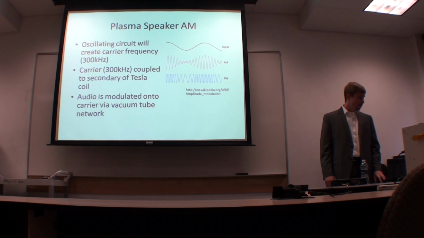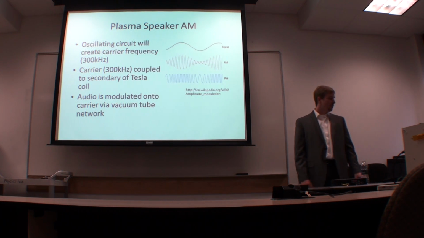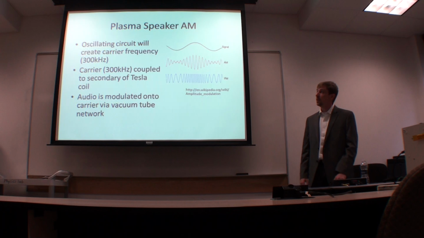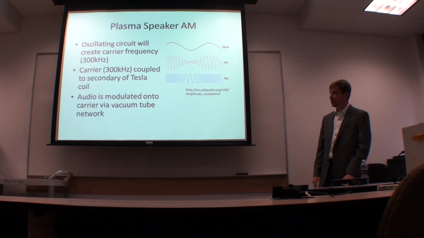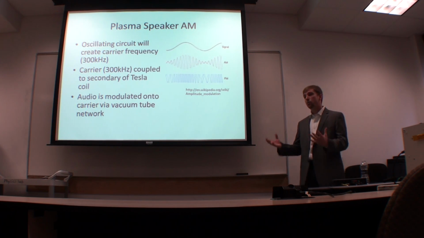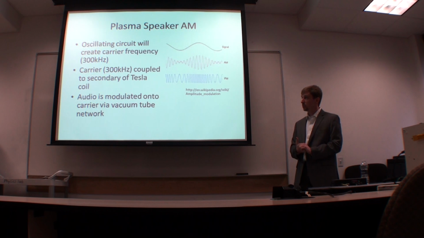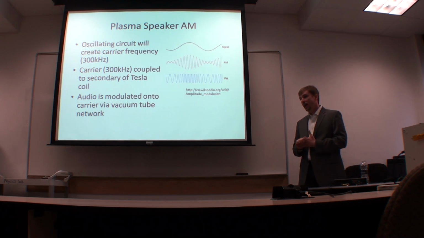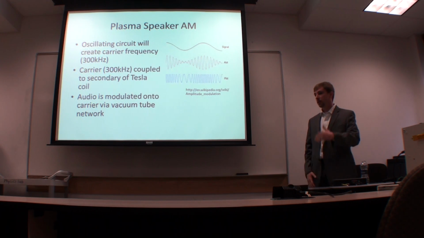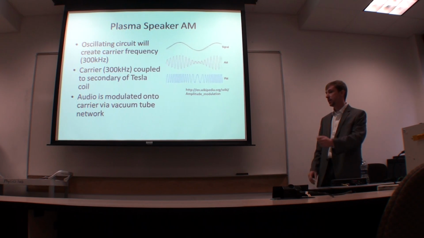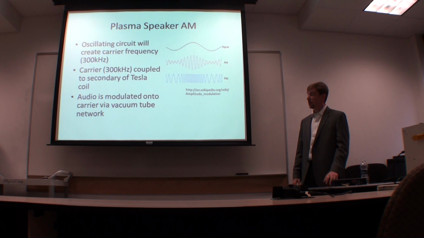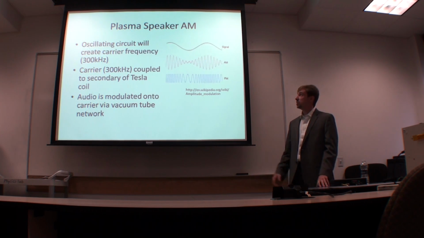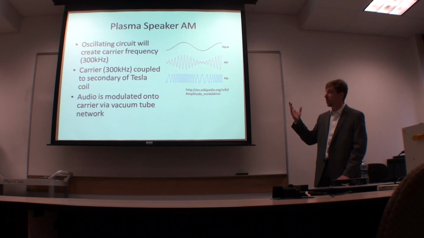So some basics about amplitude modulation. You have a carrier frequency, which we're going to oscillate at 300 kilohertz, and that will couple with the secondary of our Tesla coil. We'll modulate audio onto that, and we'll be able to transfer both the 300 kilohertz plus the audio to the secondary, and what you will get is music coming out of the plasma arc. So here's just a little animation of how amplitude modulation works.